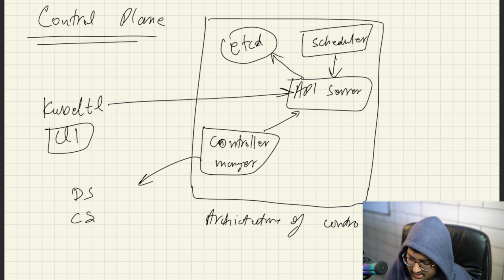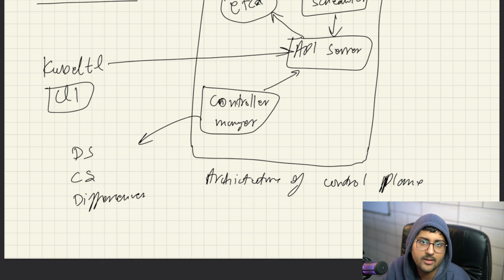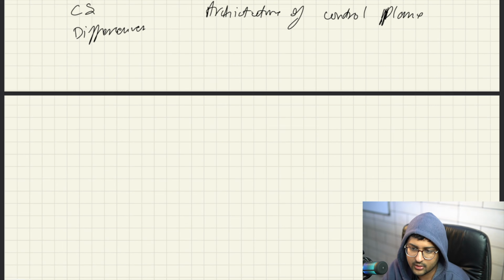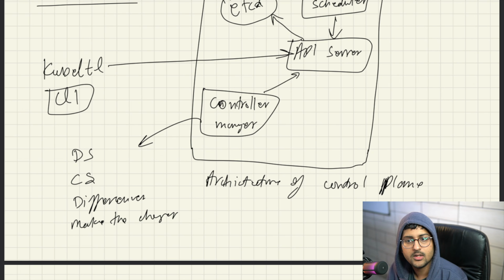Next thing is, you can check out some of the differences. It constantly listens to the API server. If someone is requesting any changes to the deployment or whatever, it will make those changes. Cool. That's basically the controller manager.